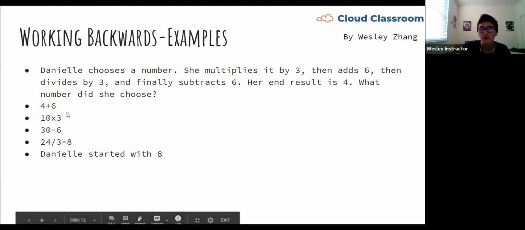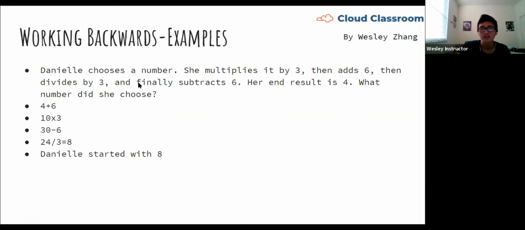So let's start with 4. Our last step was subtracting 6. The opposite of subtraction is addition, so we want to add 6. So 4 plus 6 equals 10. Second to last step, she divides by 3. The opposite of that is multiplying by 3. So 10 times 3 equals 30. Before that, she adds 6, so we want to subtract 6. So 30 minus 6 equals 24.